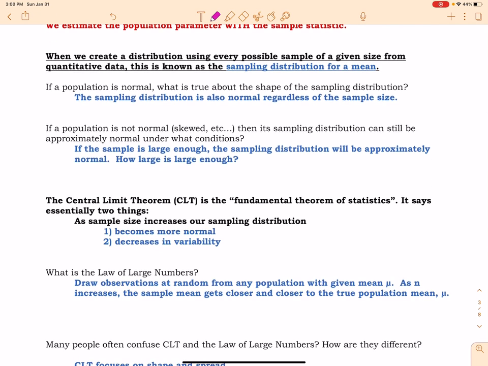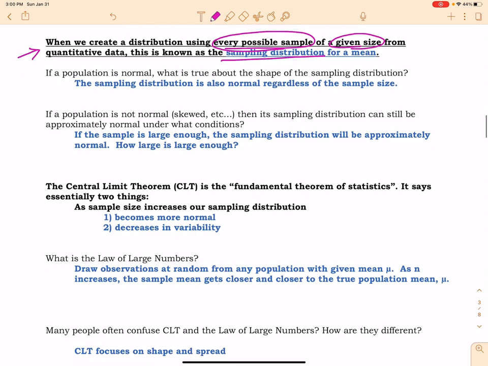Let me reiterate this. I've already talked to you about this some, but we need to talk more about this idea. When we create our distribution with every possible sample of a given size, that's what creates our sampling distribution. If that sample size is big enough, then it's going to be representative and do a good job of giving me a normal distribution when I create that sampling distribution.